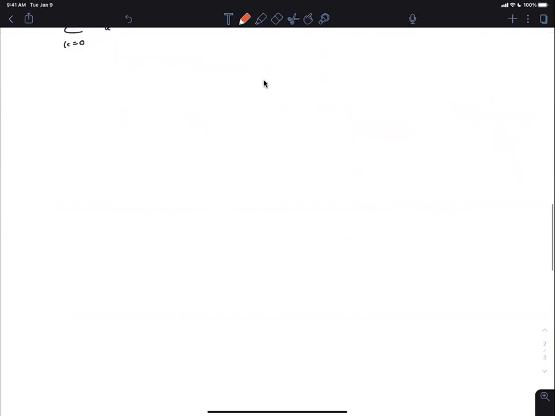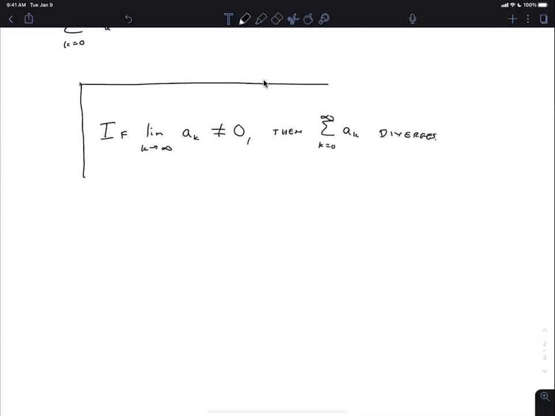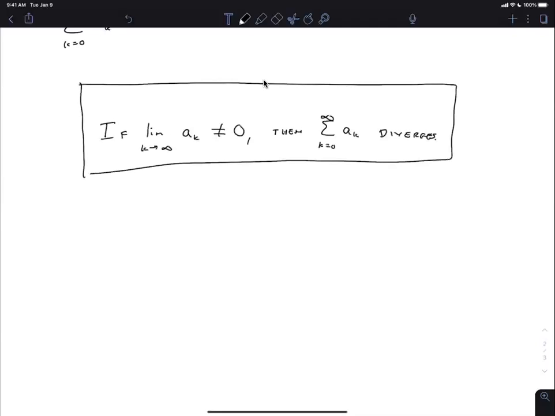So we're going to write that out in a big box. We're going to say if the limit as k approaches infinity of a_k is not 0, then the sum from k equals 0 to infinity of a_k has to diverge. Huge, huge deal. If the limit of the sequence is not 0, then if we add it up infinitely, it must diverge. This is called the K-term test.